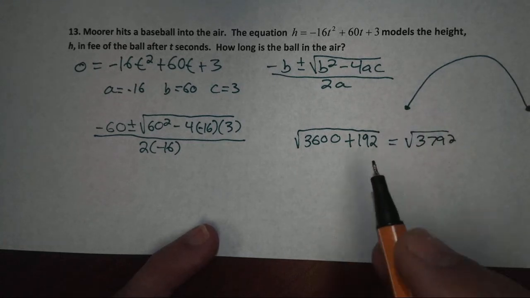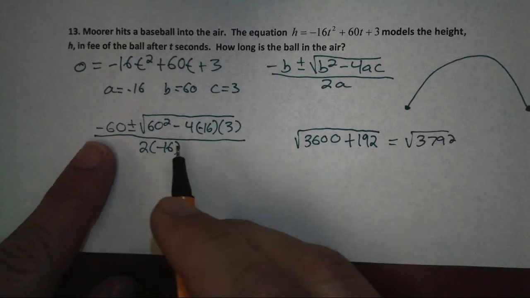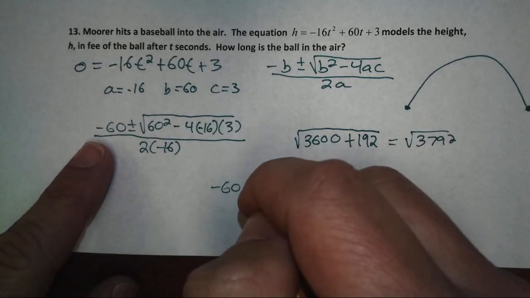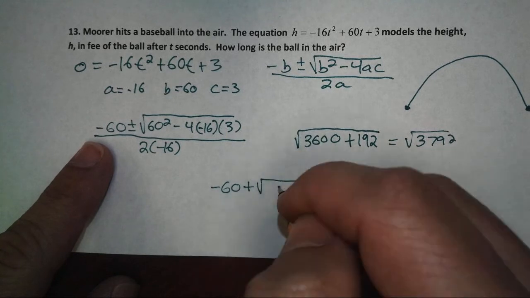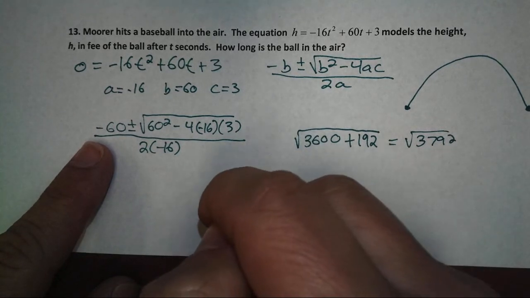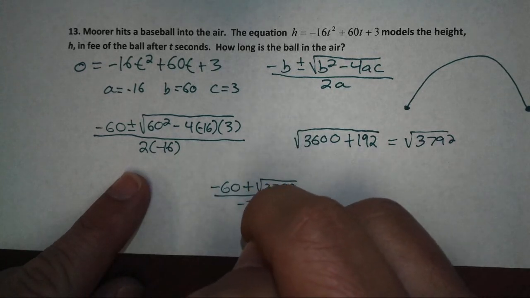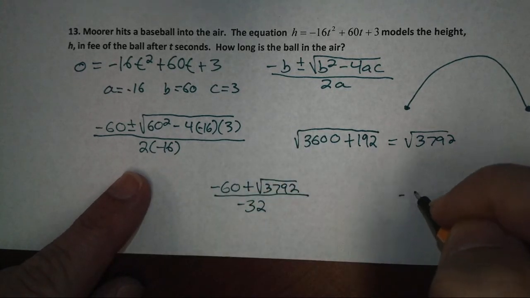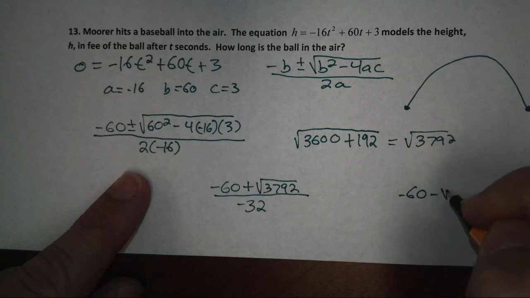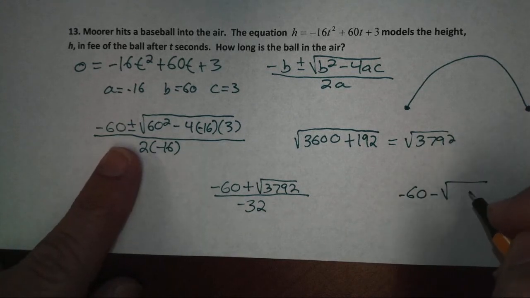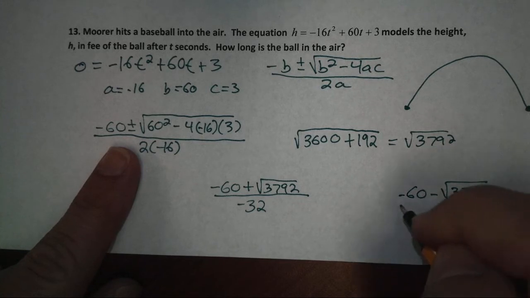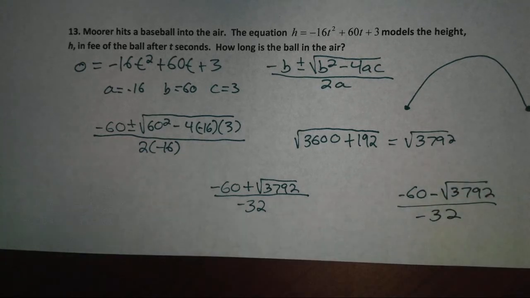So now we let the calculator do really the rest of the work, because here's what we've got. We've got negative 60 plus the square root of 3,792 over, and let me do this multiplication, 2 times negative 16 is negative 32. Your other answer is negative 60 minus the square root. That's that plus minus. So now we got to subtract the square root of 3,792 divided by negative 32. And this is where you let the calculator do the work. So let me calculate that off to the side.